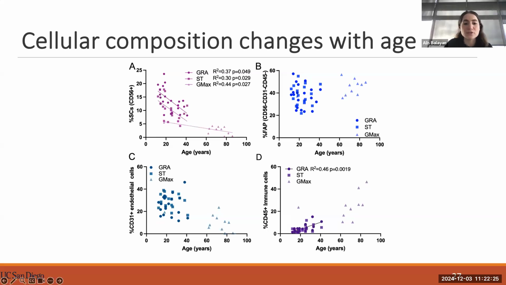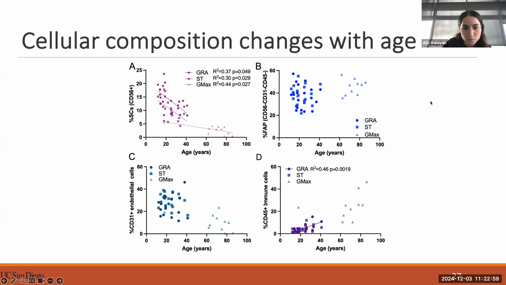For immune cells, or CD45 positive hematopoietic cells, again we're seeing trends of increasing CD45 positive cells, and the only significant one was in the gracilis group. I think this was interesting to see, validating some of the data that has been generated in the literature, that the satellite cell pool is declining. But it was really interesting to see that the fibroadipogenic progenitor population was maintained.